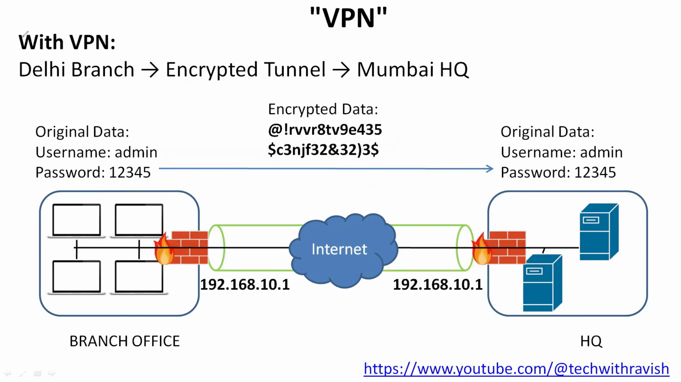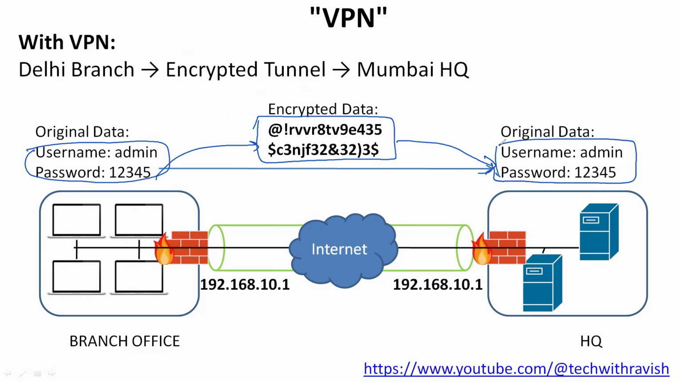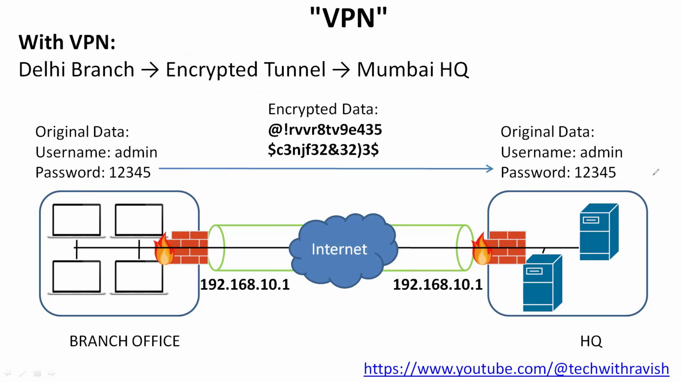So when the VPN is there, encryption is possible. What does the VPN do? VPN provides an encrypted tunnel. This was my original data, right? When the data is forwarded to the public network, it will be completely encrypted. No one can read this data. And when the data reaches the destination, it will be converted to its original format as it was forwarded. This is called the encryption method with VPN.